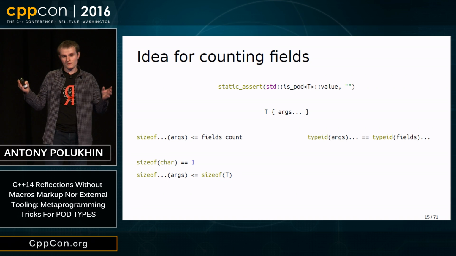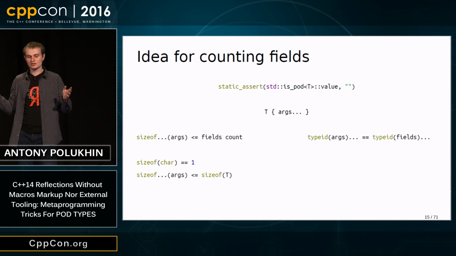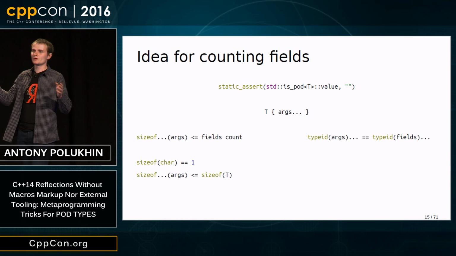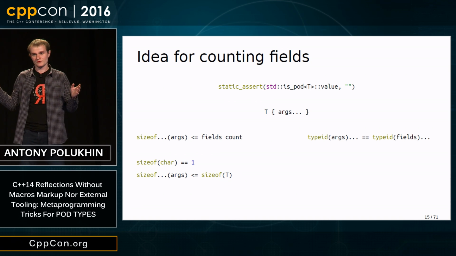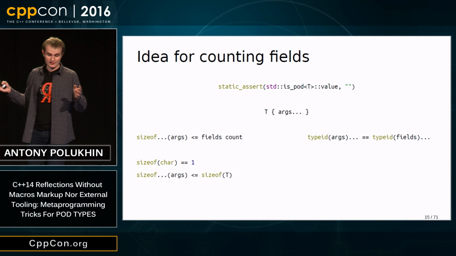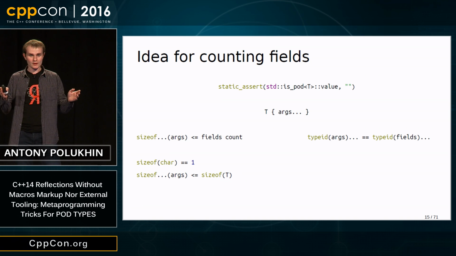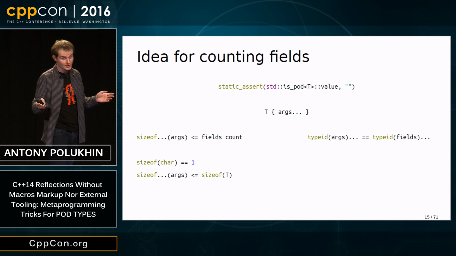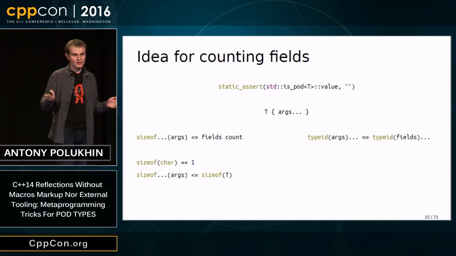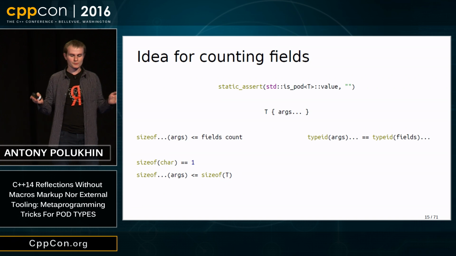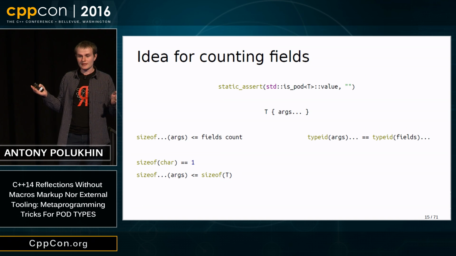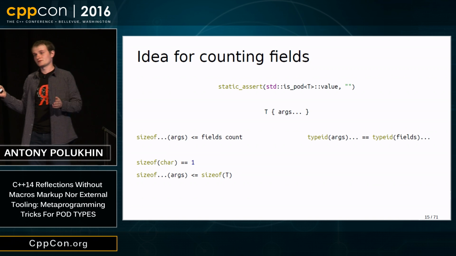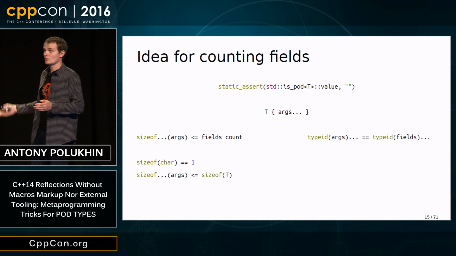Now, that means the following. We can start initializing our structure T with arguments count equal to the size of the structure T. If that succeeded, great. We've got fields count equal to the size of the structure T. If that failed, we drop off one of the arguments and try again. If that succeeded, super. We've got fields count in the structure T equal to the size of the structure T minus 1 because we dropped off one of the arguments.